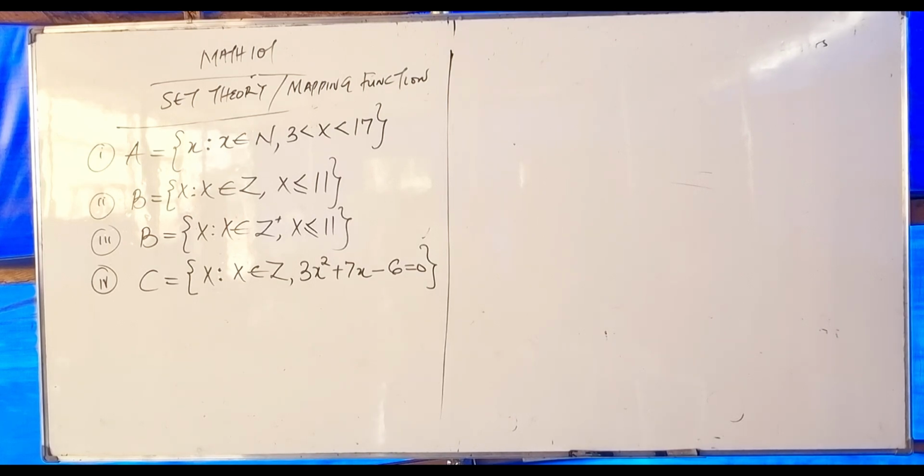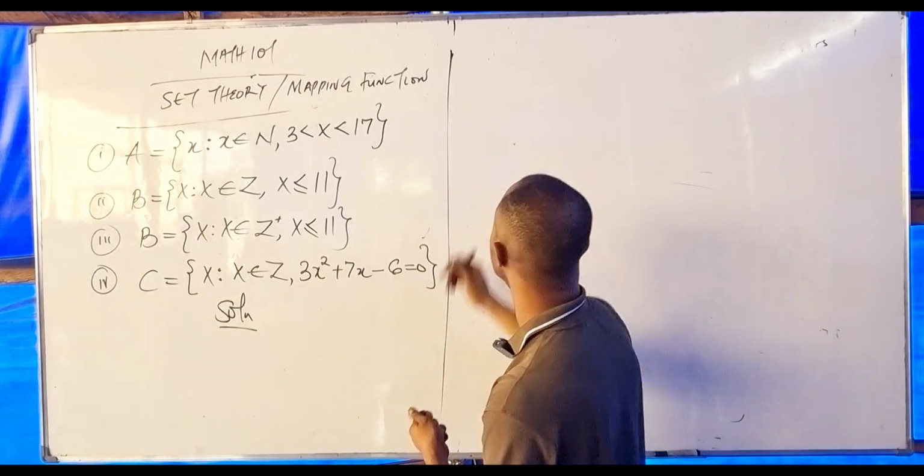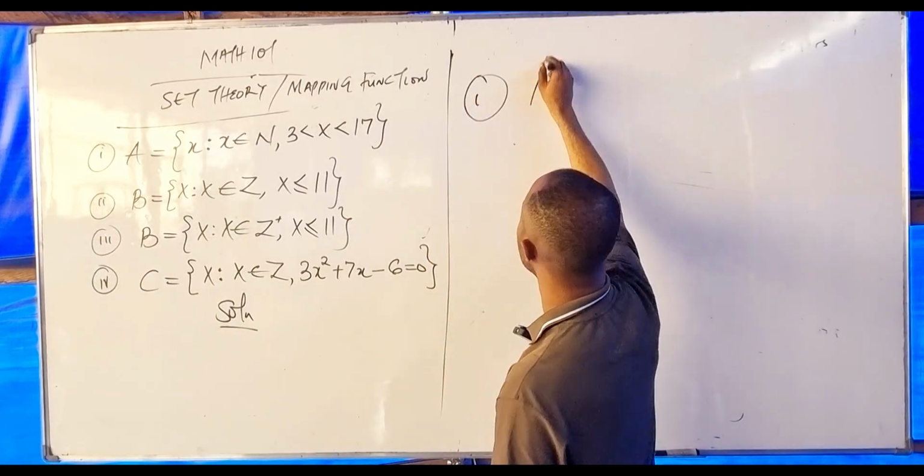If I have N, it means natural numbers. If I have R, it means real numbers. Are you following? Okay, so, solution. Number 1. What do you have here?